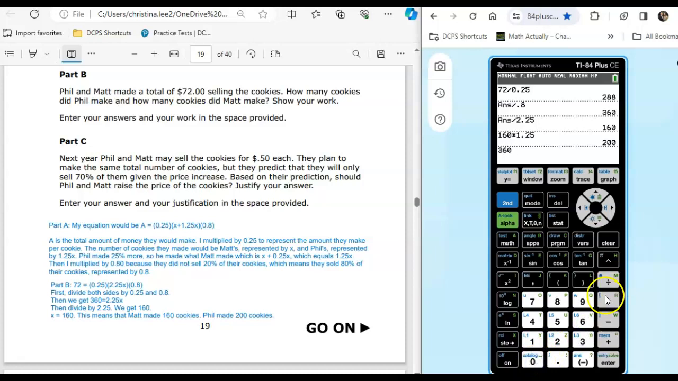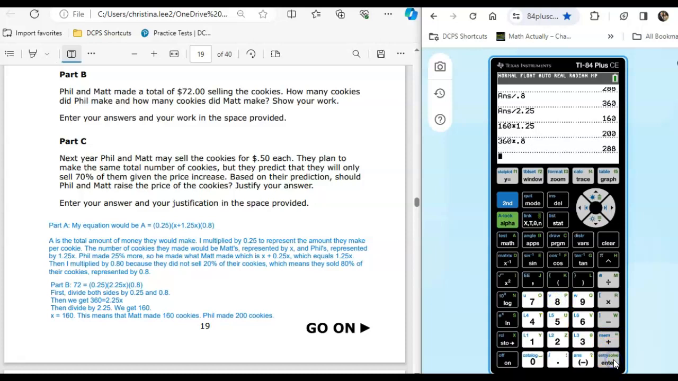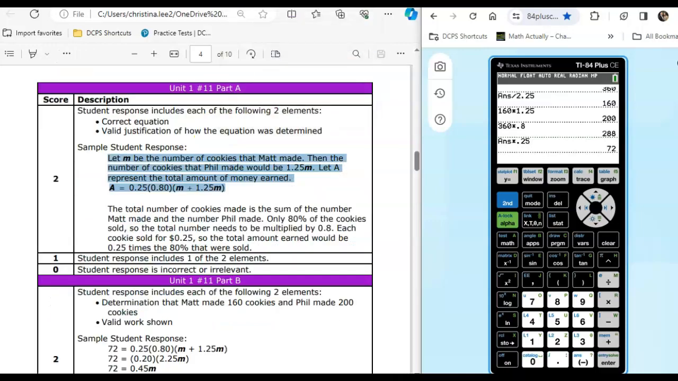They only sold 80% of them though, so times 0.8 is 288, which we saw up above in this answer. And then they get 25 cents for each of those, so times 0.25 is going to give us $72, and that's how much they made. So we know that we are correct. We can check our work that way.